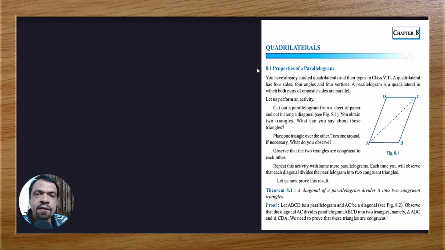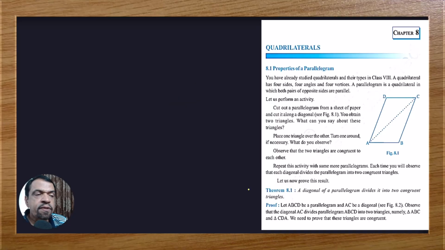Hello class 9. In this video, we will have the quick revision and basic concept of chapter 8, Quadrilaterals. So without skipping, watch the full video. Quadrilateral means a four-sided figure, and a parallelogram is a quadrilateral having opposite sides equal and parallel.